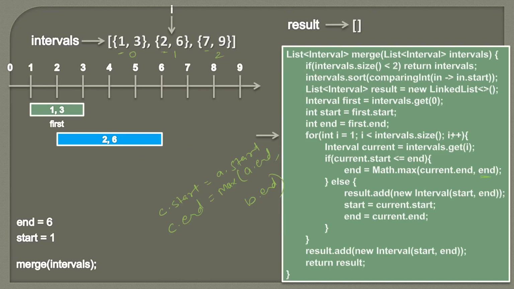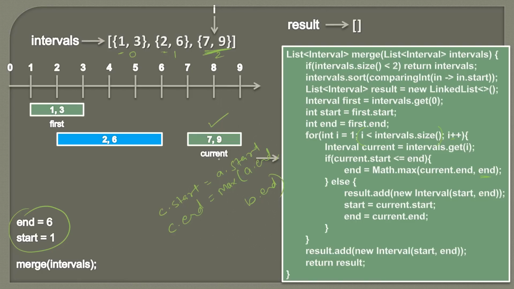So now we'll increment i, it will become 2. 2 is less than 3, so this condition comes out to be true. Now this is our current interval, 7, 9. So when we do intervals.get(2), we'll get 7, 9 as our current interval. Now our task is to merge current with the previously merged intervals. So we have to check whether 7, 9 is overlapping with any of the previous intervals or not. That value is actually held by start and end.